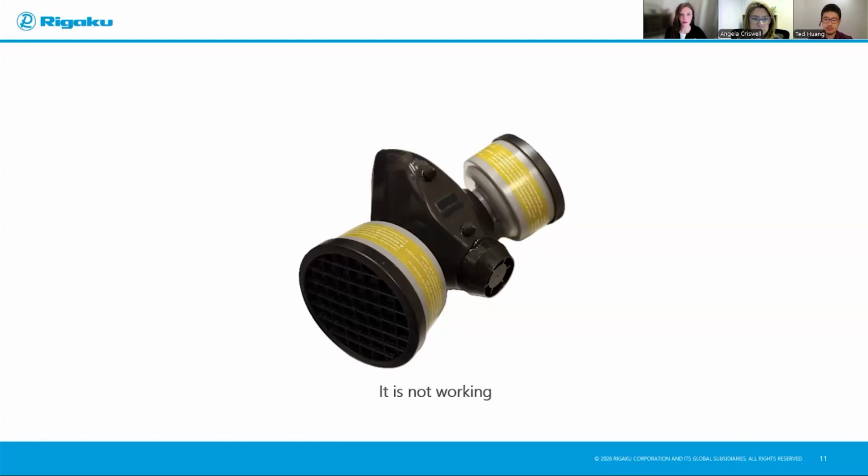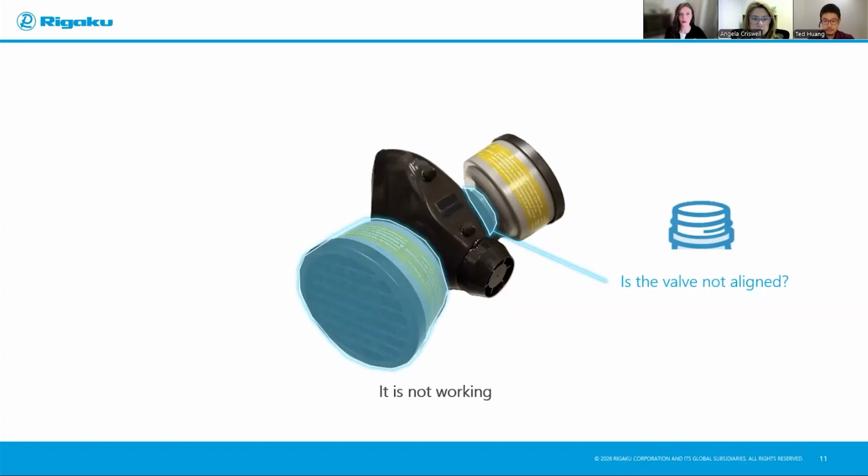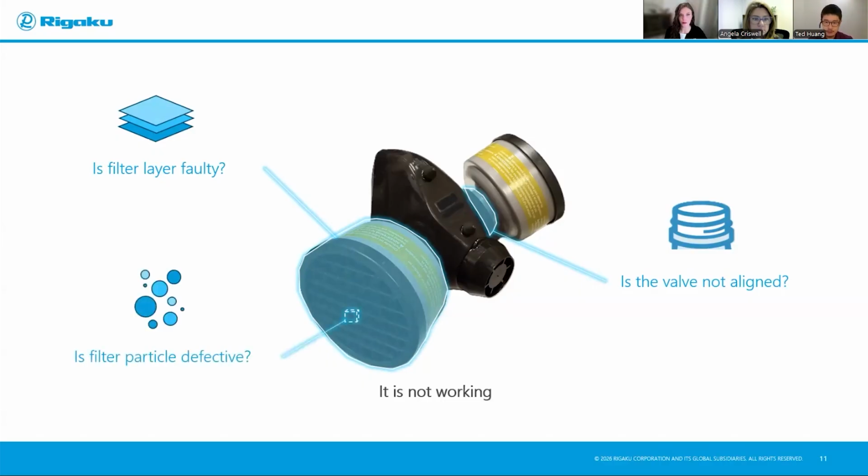There are a couple of possibilities I can come up with. Well, maybe it's a valve. Maybe the valve is not aligned. There's something wrong with it. Or it can be the filter can. Maybe the filter can is faulty. The filters are having something wrong with it. Or it can be further upstream. Maybe the filter particles inside the filter can are having something wrong. Now let's go through them one by one to see how you want to examine them, what you're dealing with.